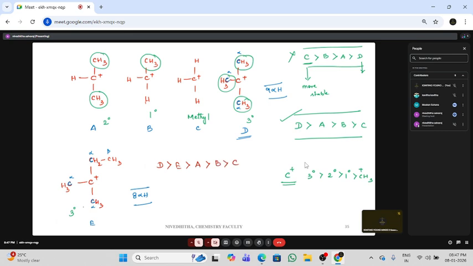Both D and E are tertiary. This is secondary. This is primary. And this is methyl. If you have confusion between two tertiaries, two secondaries, or two primaries, check the alpha hydrogens. The species with more alpha hydrogens will be more stable. This got 9 alpha hydrogens and this got 8 alpha hydrogens. You're getting my point? Any doubt? No, ma'am. Okay.